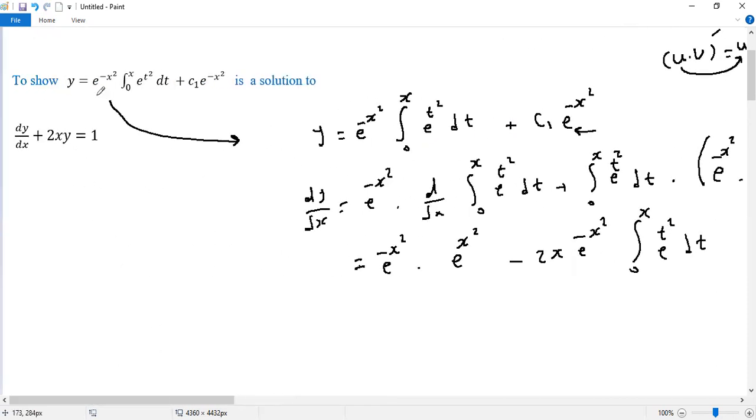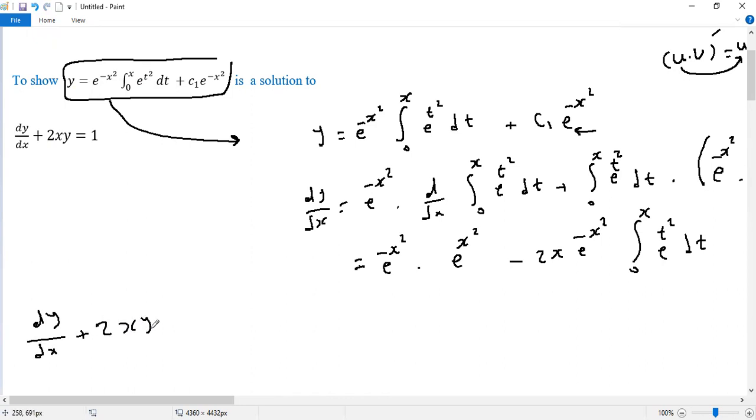So this is the y, and this is the dy/dx, the derivative of this y. But we have here a plus: dy/dx plus 2xy. The answer should be equal to 1. If this is a solution, the answer should be equal to 1.